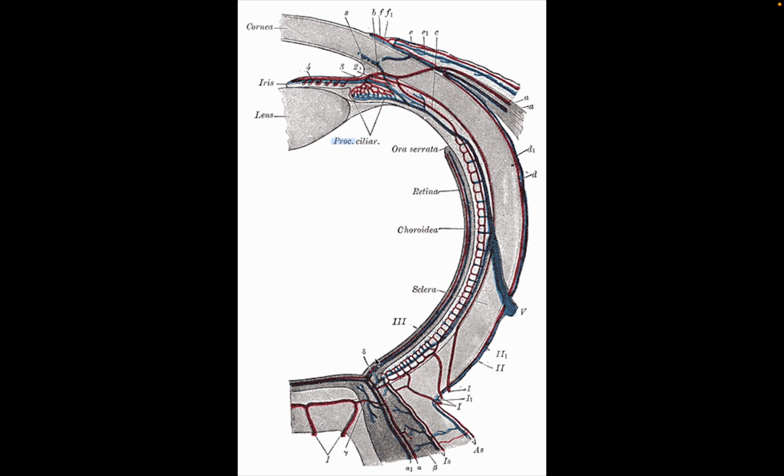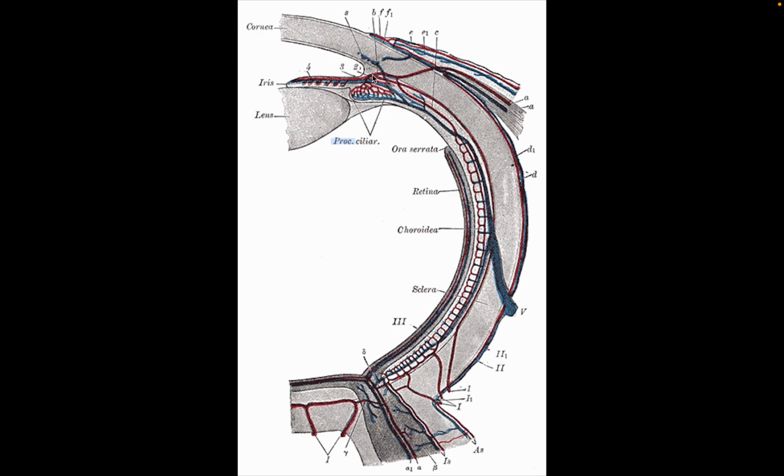The third one is the long posterior ciliary artery. You can see that, unlike the short posterior ciliary arteries, which form these little loops called the choriocapillaries and supply blood to the choroid, the long posterior ciliary artery penetrates the sclera and goes in between the sclera and the choroid and ends up here. It creates an anastomosis with the anterior ciliary artery here.